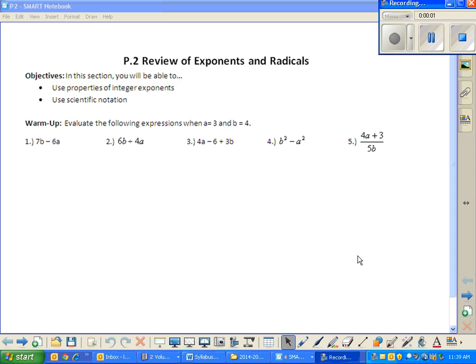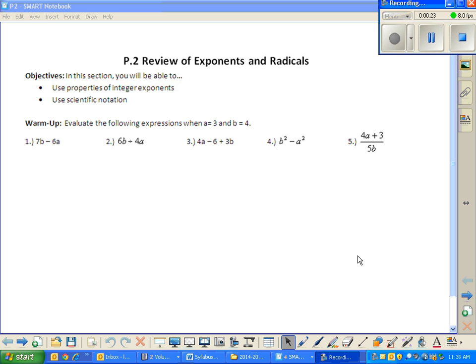Our mission is to review properties of exponents. What you're going to take some time to do right now, I'm recording you guys, by the way, is review what we did yesterday with some exponents tossed in. So this is your warm-up. You're supposed to substitute in a value of a equals 3 and b equals 4.